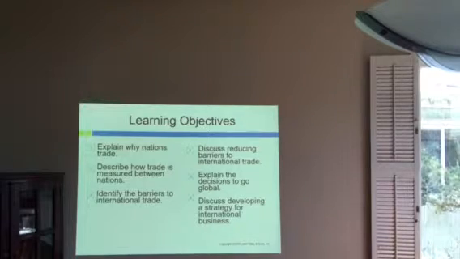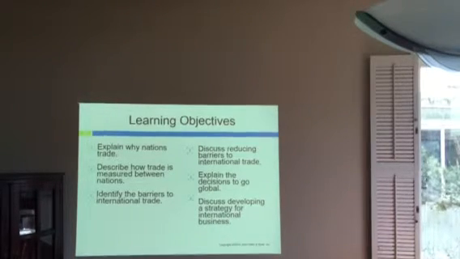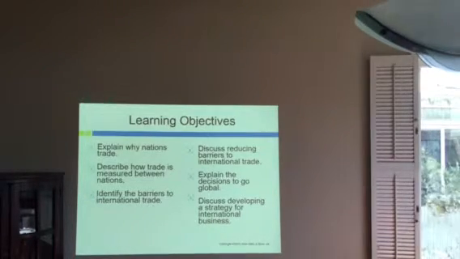Number 5, the decision to go global. Exporting and importing is one level of involvement in international business, and it involves the lowest degree of risk and control. Contractual agreements like franchising, foreign licensing, and subcontracting offer additional options.